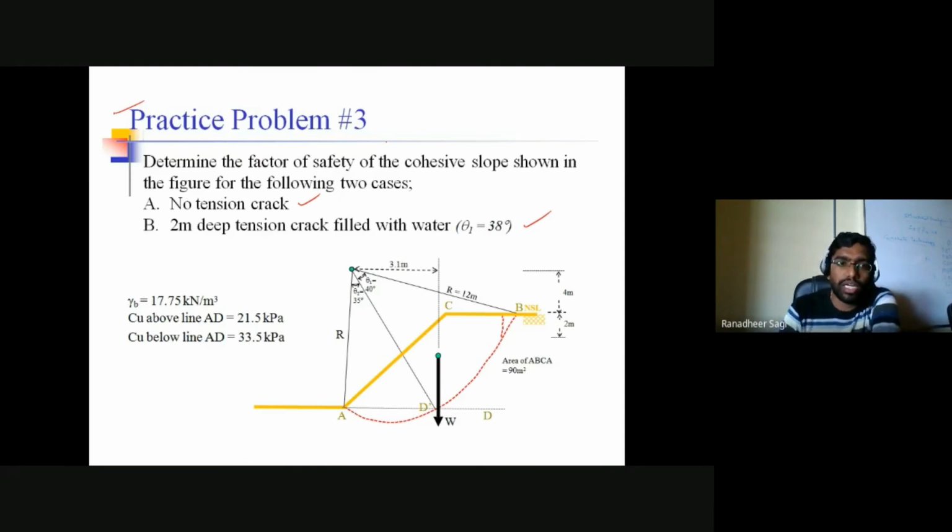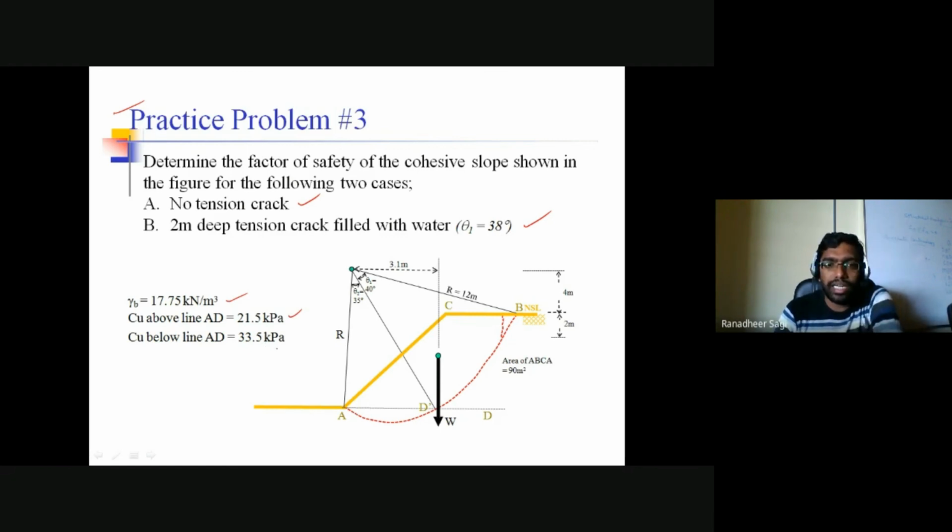Okay. With no tension crack, this is the condition what we have. It is said that C is non-zero and the phi value of the soil is equal to 0. And if you look at this particular problem more clearly, the unit weight of the complete soil contained in that particular zone of failure is 17.75 kilonewton per meter cube. Unit weight of the soil throughout is the same, but the undrained cohesion value, the Cu value of the soil below the AD line, above the AD line.